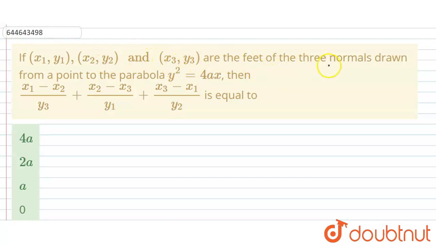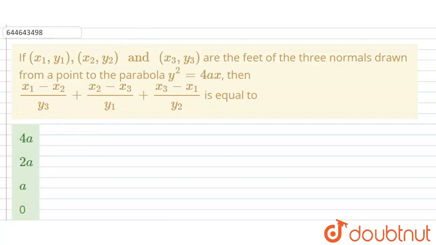Hello students, today's question is: if (x1, y1), (x2, y2) and (x3, y3) are the feet of the three normals drawn from a point to the parabola y squared equals 4ax, then (x1 minus x2) divided by y3, plus (x2 minus x3) divided by y1, plus (x3 minus x1) divided by y2, is equal to what? You have to find which option is correct here.